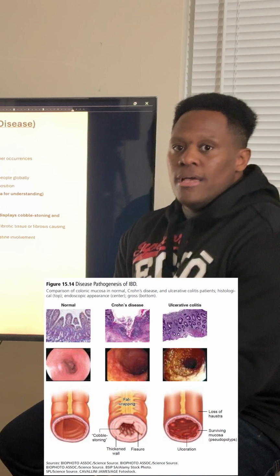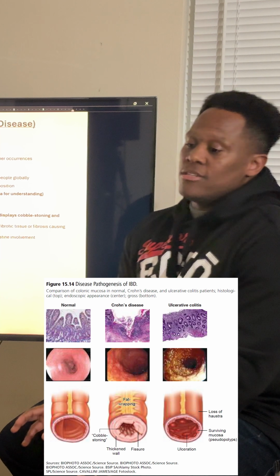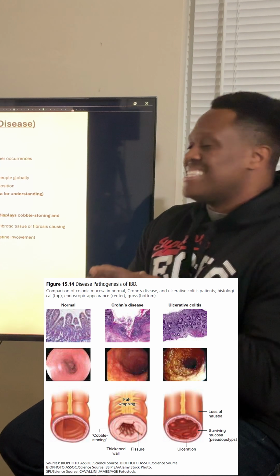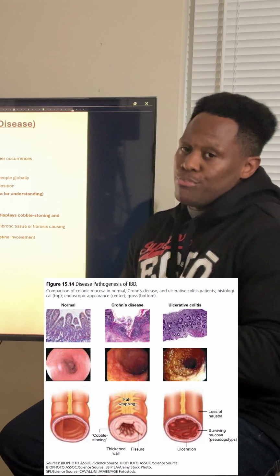So it thins out completely, and oftentimes UC creates what's called a toxic megacolon. So I mean, the picture is pretty self-explanatory.